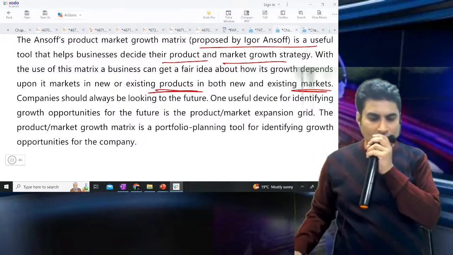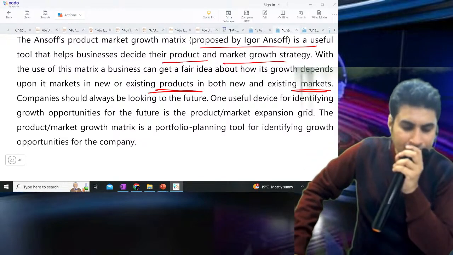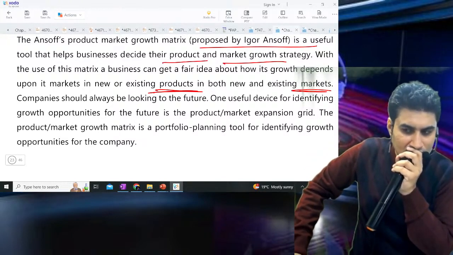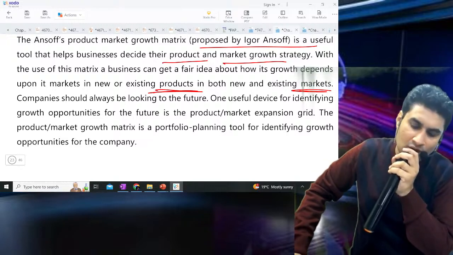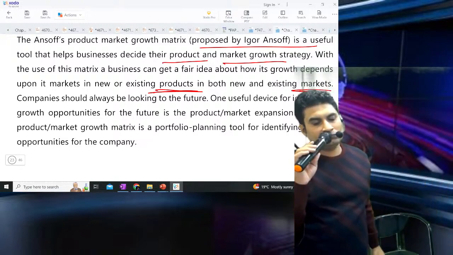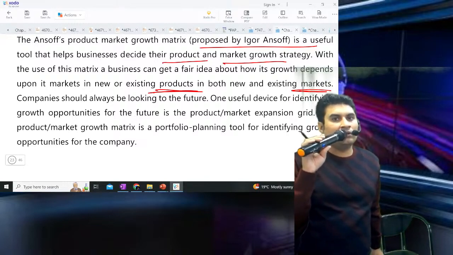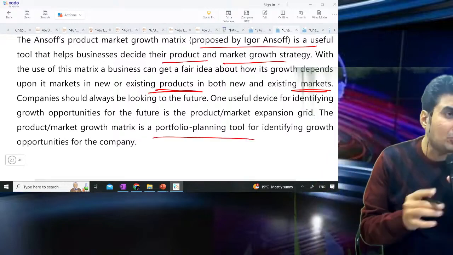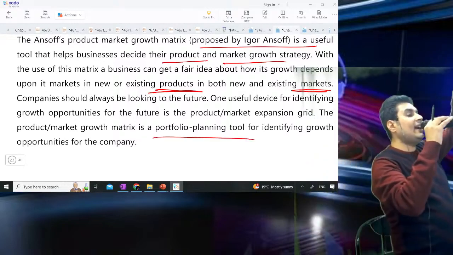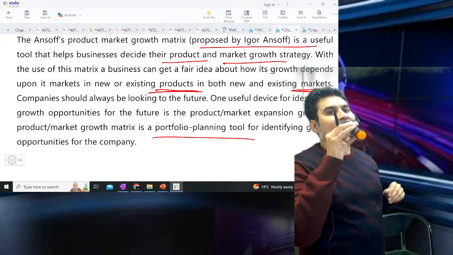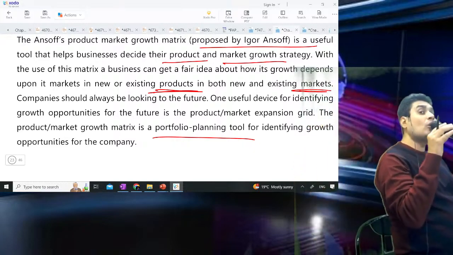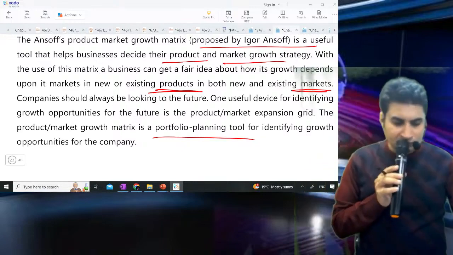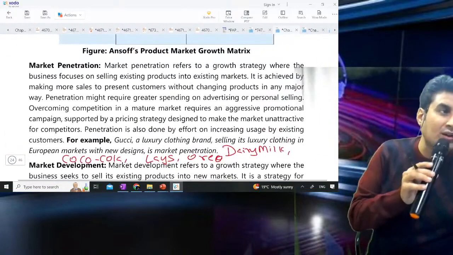Company should always be looking to the future. One useful device for identifying growth opportunities for the future is the product market expansion grid. The product market growth matrix is the portfolio planning tool. Underline the words portfolio planning tool. One more time, what is portfolio? How many products we have? What products I can add? I can either add new products or go into new markets. For identifying growth opportunities for the company. Wonderful. Four ways it is possible.